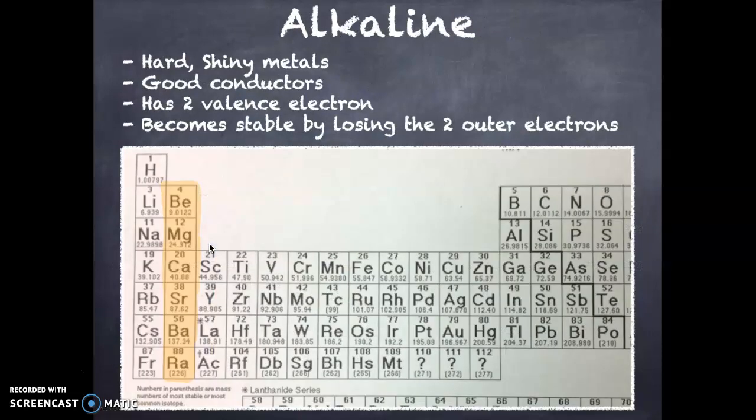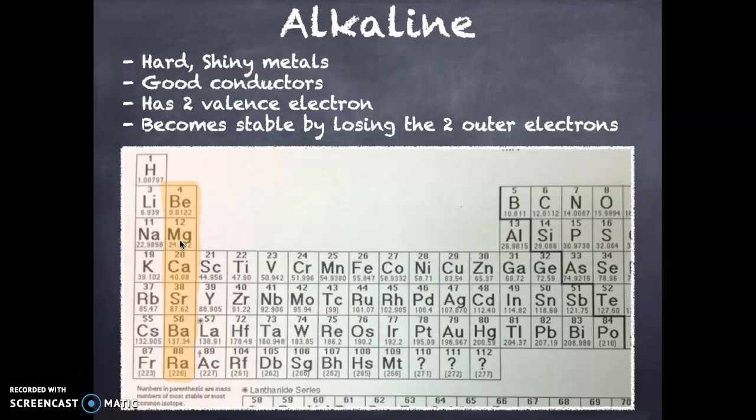Okay, group 2, similar name, I know it's terrible, but they are the alkaline earth metals. So we went from alkali to alkaline, ending in INE this time. These are also metals. Again, remember the majority of our periodic table is metal, but these metals are harder. They're shiny metals. They're really good conductors, and since they are part of group 2, they have exactly 2 valence electrons.